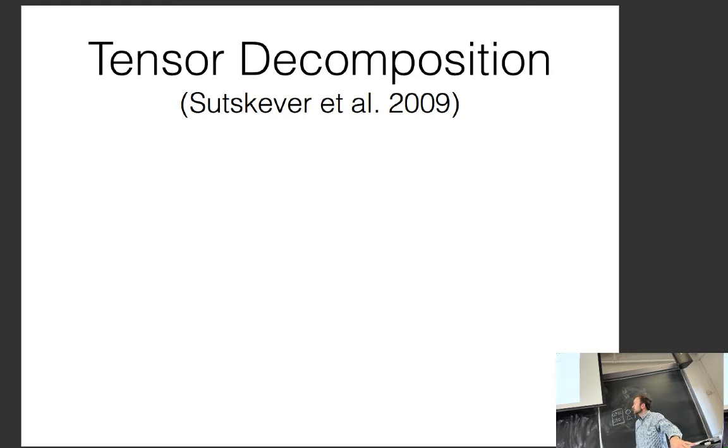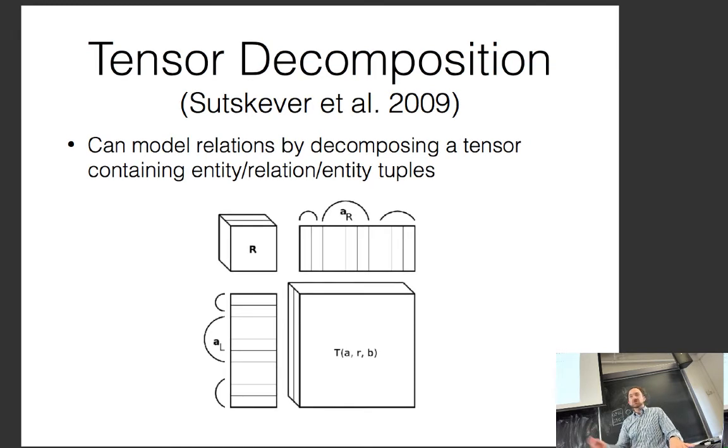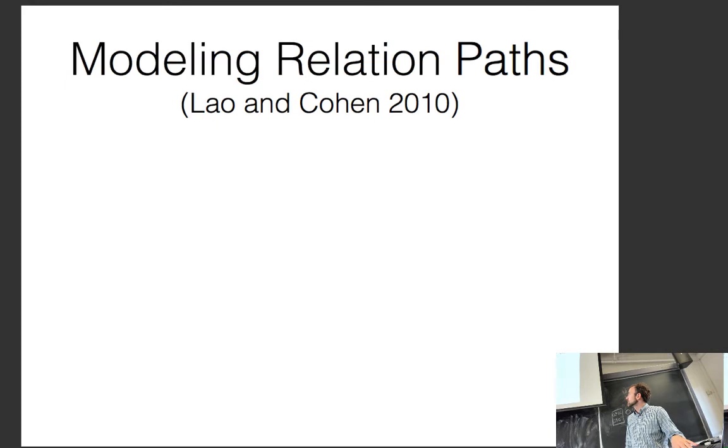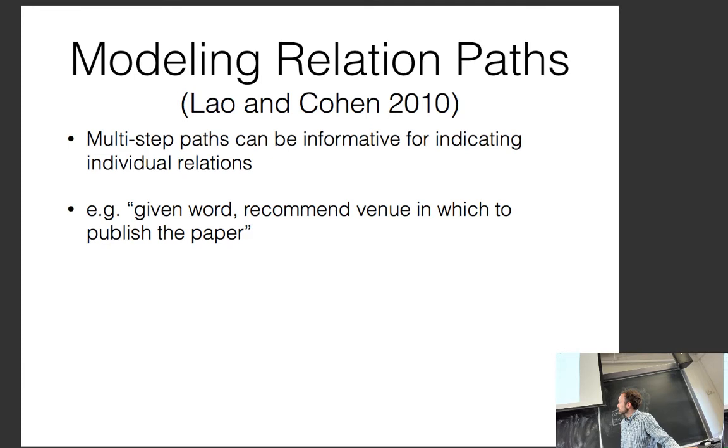But just for completeness, you can do things like tensor decomposition, where you model relations by decomposing a tensor containing all of the entity relation entity tuples. This is similar to the thing I talked about before, where we have latent factors or latent concepts in our relation extraction model. This is saying that if certain relations exist, then probably other relations will exist as well. You do this by reducing the dimensionality, then increasing the dimensionality again until you have your full tensor of entity relations. Another interesting thing is modeling relation paths. Multi-step paths can be informative for indicating whether we have individual relations.